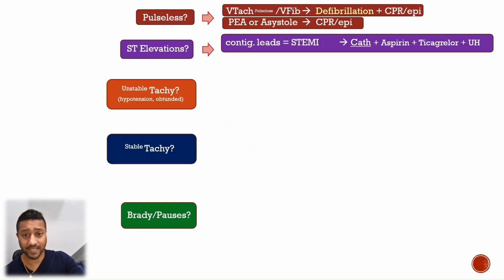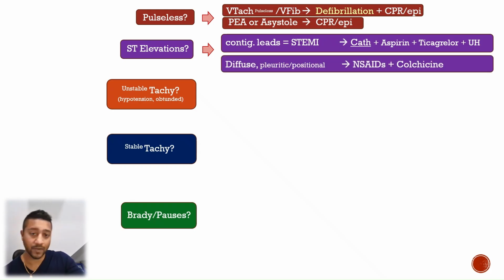Meanwhile, if I see that those ST elevations are diffusely throughout the EKG, and the patient also has pleuritic chest pain instead, and their chest pain seems to be more positional, like worsened with leaning forward, then I'm thinking, hey, this might be pericarditis, in which case the patient's getting NSAIDs and colchicine.